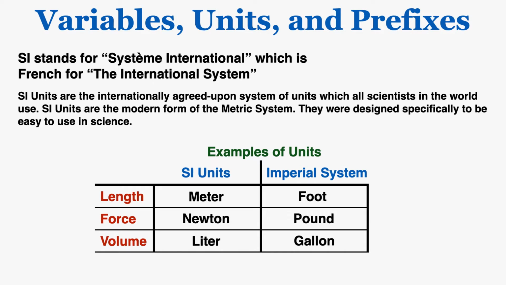SI units are the modern form of the metric system, and they were designed specifically to be easy to use in science. So just to compare what you might normally use in the United States to an SI unit, in the imperial system, which most people in the United States use, we measure length in feet, whereas in SI units, we measure it in meters.